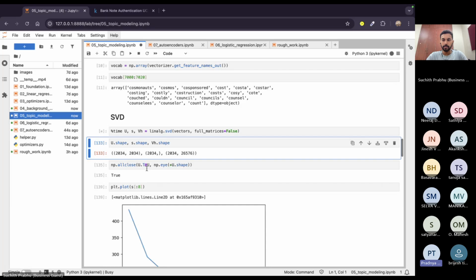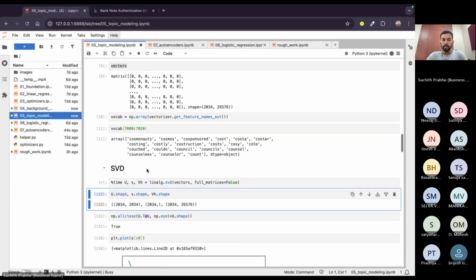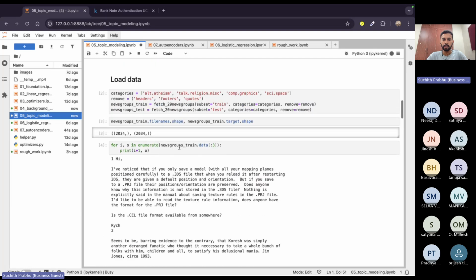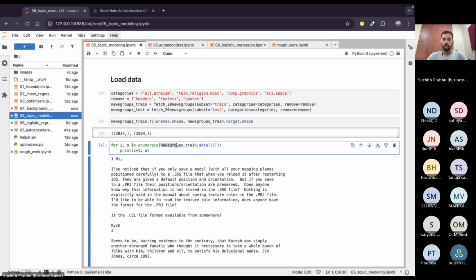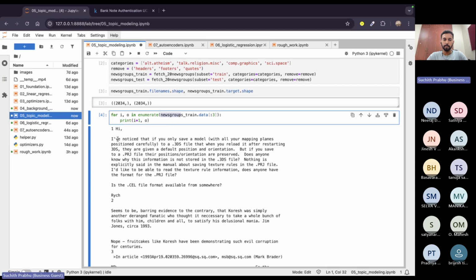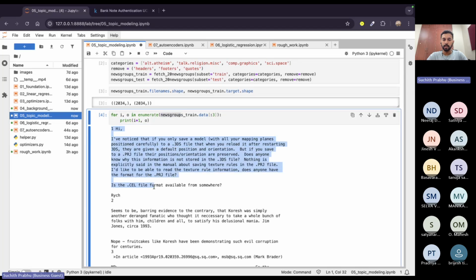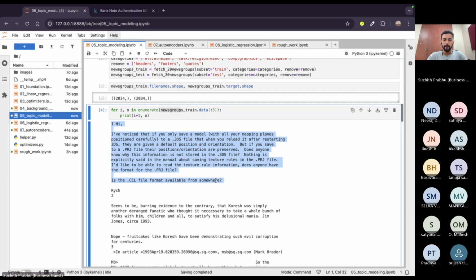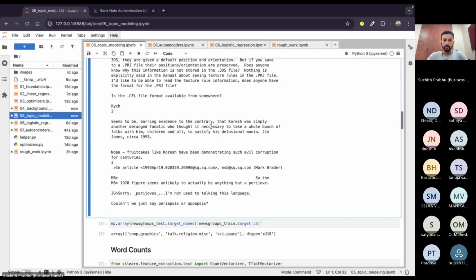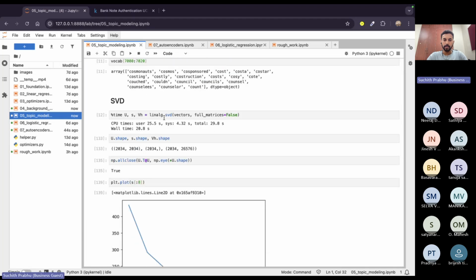Which documents have you used? I've used documents from this newsgroup dataset. These are posts of people on that website. It's a collection of that. So this is complete.